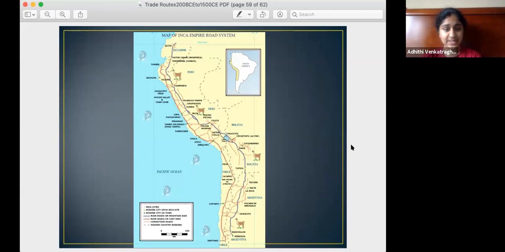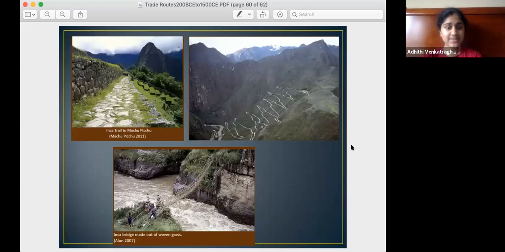This is a map of Inca cities. This is Machu Picchu. The Inca Trail, a bridge made out of woven grass.